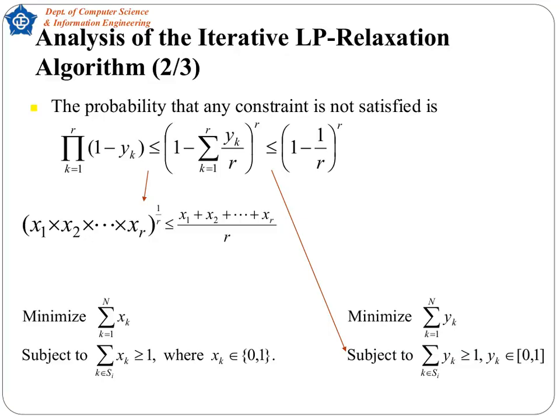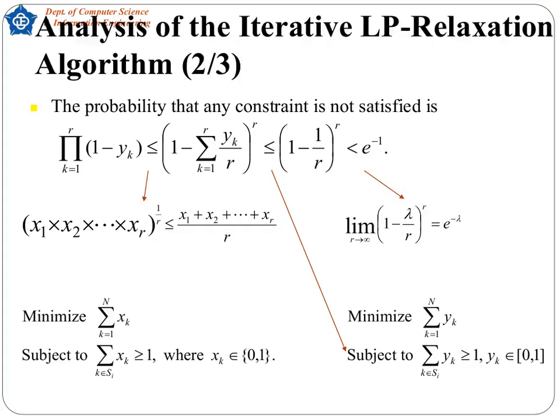1 over e as r grows. Finally, at the bottom we restate the contrast between the original integer program, minimize the sum of x with x element of 0, 1, and its LP relaxation, minimize the sum of y with y element of 0, 1. That relaxation underpins our rounding analysis and leads directly to this elegant probabilistic bound.